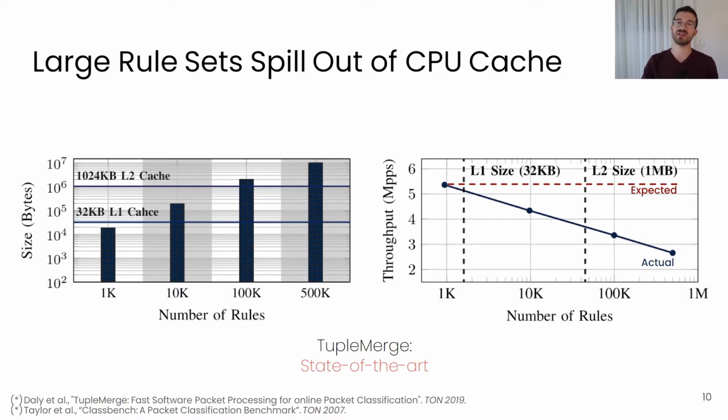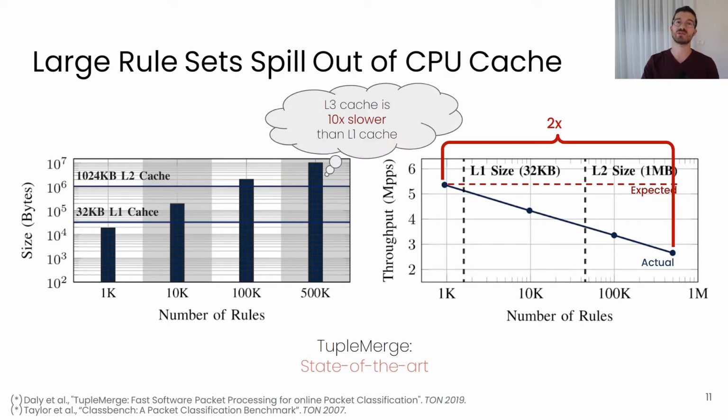Tuple merge is a state-of-the-art algorithm that uses hash tables for classification. It requires the same amount of computations regardless of the number of rules it holds. The only thing that changes is its memory footprint, which you can see on the left. Note that large classifiers, meaning 100,000 rules and more, spill out of L2 cache. On the right, you see the throughput of the same classifiers. By the way, these experiments were performed using the standard ClassBench benchmark for packet classification. Notice the performance drop of the largest classifier, which is the rightmost point in the right graph. It is twice as slow as the smallest classifier. The reason is the slow access time of the L3 cache.